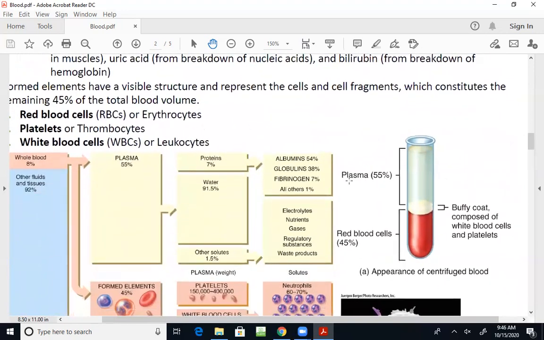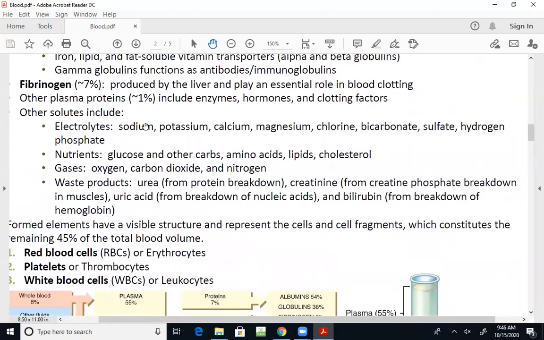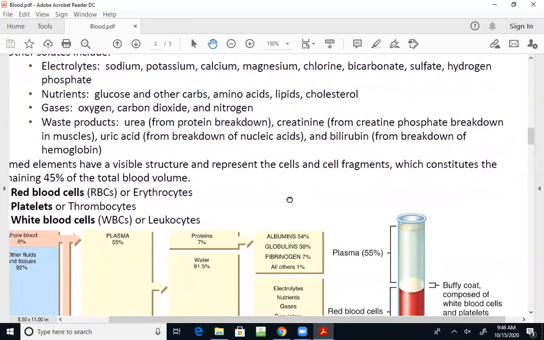And then the rest of our substances in the blood, about 1.5%, includes various electrolytes: sodium, potassium, calcium, magnesium, chlorine, bicarbonate, sulfate, and hydrogen phosphate. Nutrients like glucose and other carbohydrates, amino acids, hopefully not too much, lipids or cholesterol, but we all should have some in our blood. Gases include carbon dioxide, oxygen, and nitrogen.